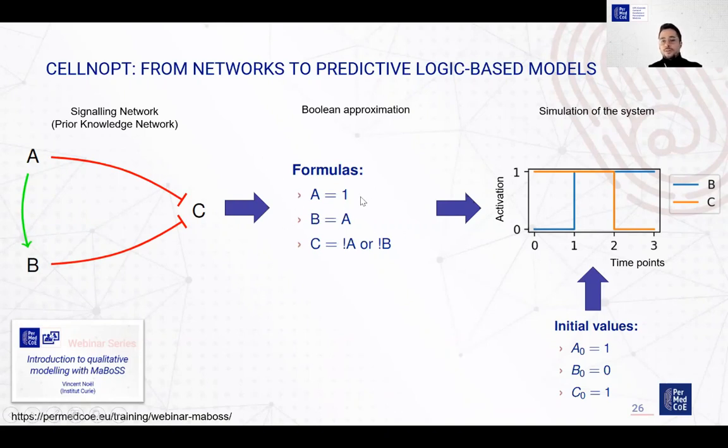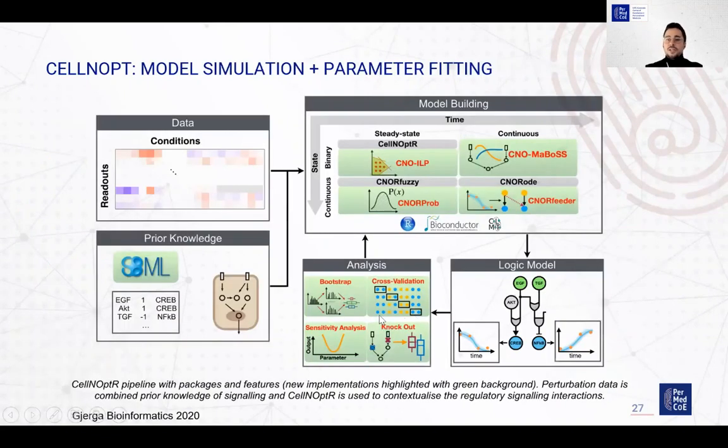For example, now we don't have equations, but we just have that A is constant at one over time, B equals A, and C is only inactive if both A and B are active, or this Boolean rule, which is equivalent. Starting with similar values, A is going to be one over time, and here we have B and C. In the next time step, time step one, since B equals A, B is going to be active. In the next time step, since A and B are active, C is going to be suppressed and become zero. And we reach the same steady state, but with more simplification in the model. So this is what CellNOpt is about.